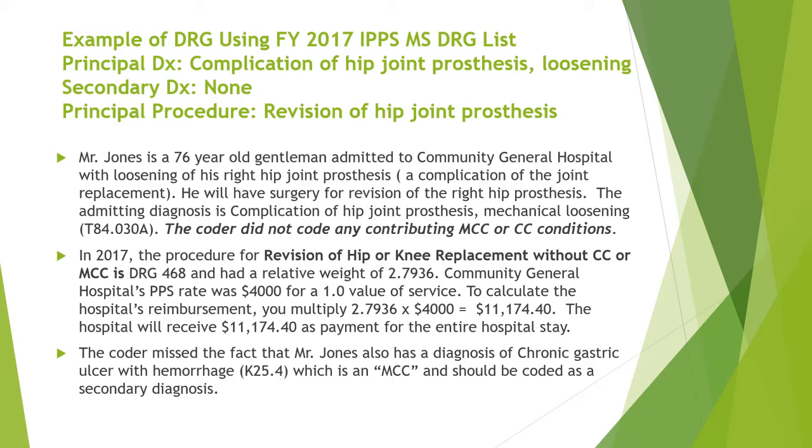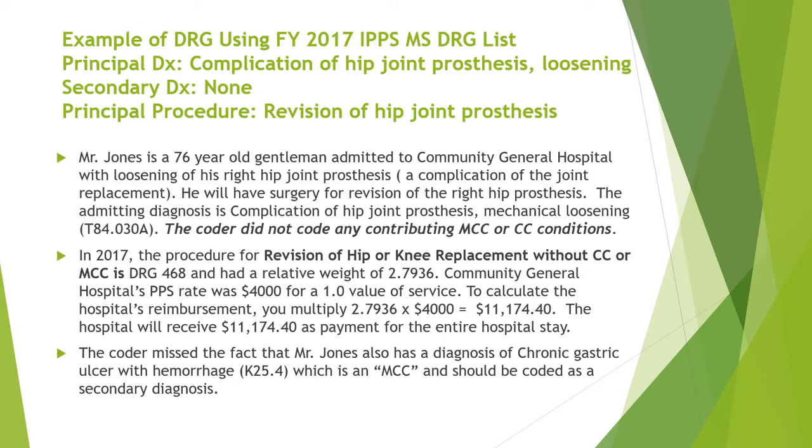The code for that is T84.030A. You'll understand that code and that A later on. The coder did not code any contributing MCC or CC conditions. In 2017, the procedure for revision of a hip or a knee replacement without CC or MCC is DRG 468 and had a relative weight of 2.7936.